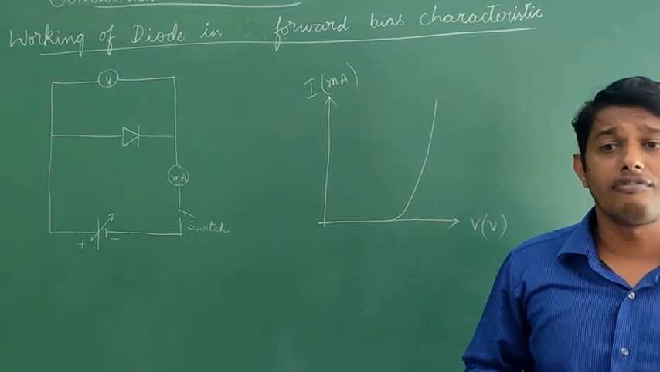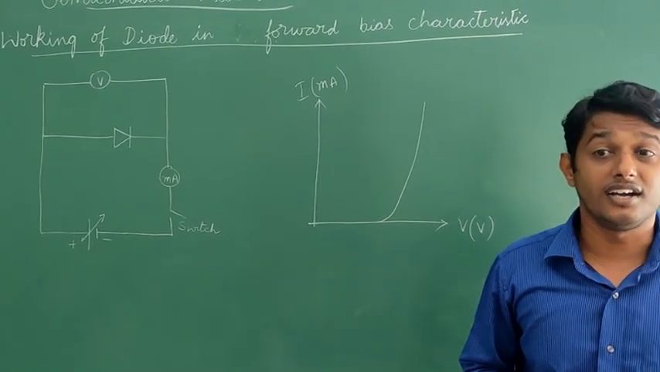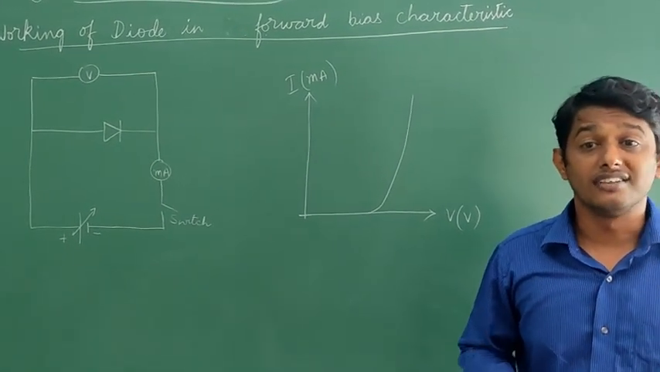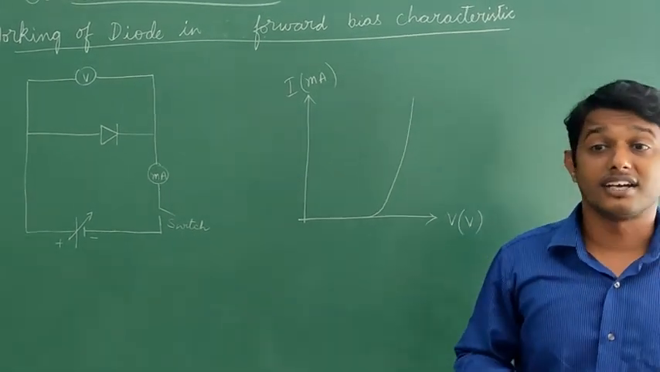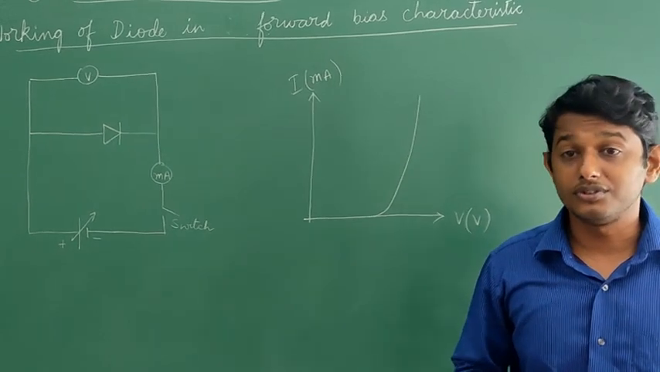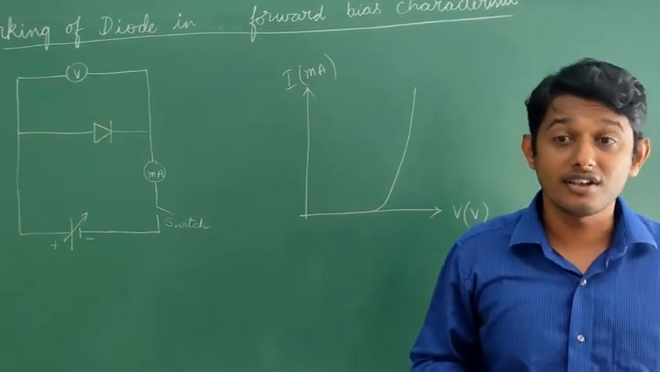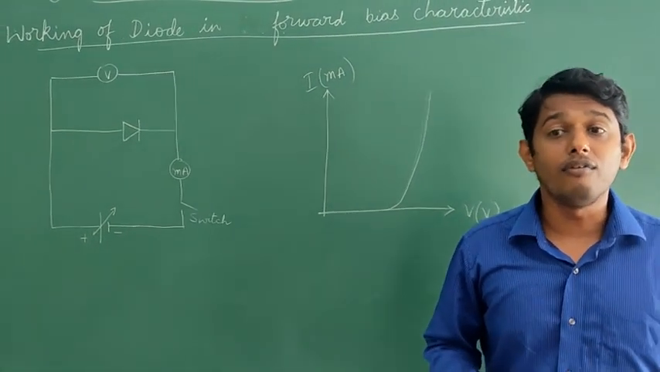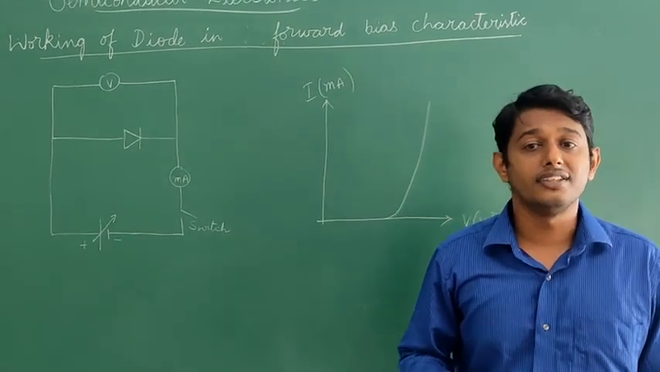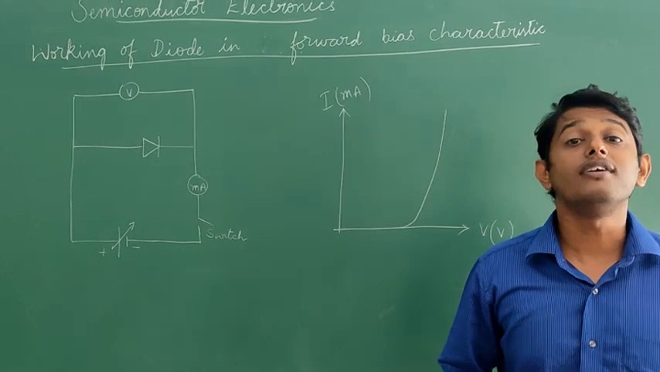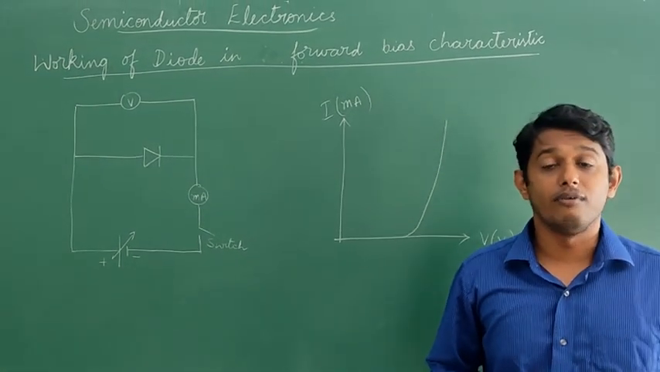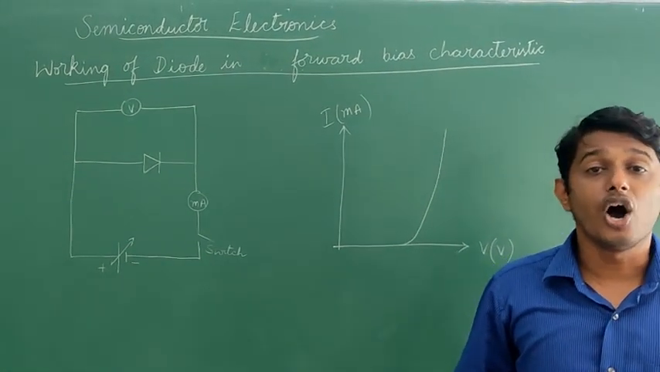The current flows through the junction. This current is called the forward current. I'll repeat again. The current that flows through the junction is called the forward current. The forward current increases with increase in applied voltage.